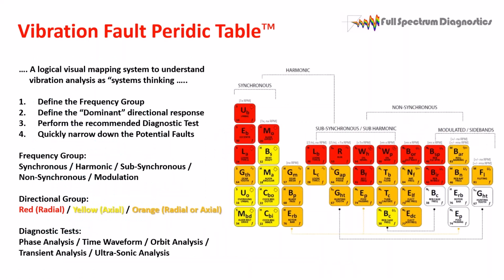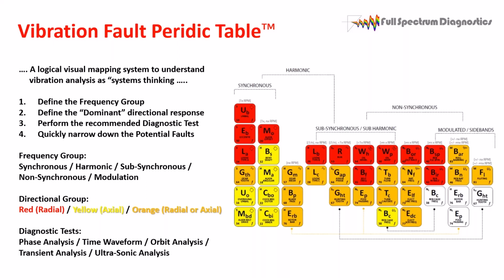This is the vibration fault periodic table. It's described as a logical visual mapping system to understanding vibration analysis as systems thinking. So we have 4 different things we're going to do in here to try to quickly get us down the right path to the analysis. We define our frequency group. We define then the dominant directional response of that group. We perform a quick diagnostic test, and we narrow down the potential faults.